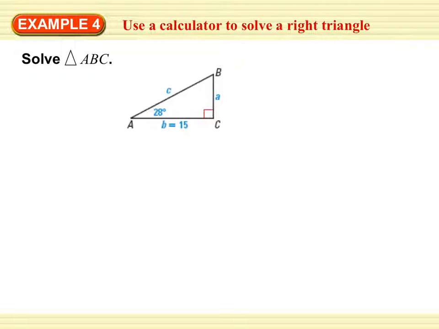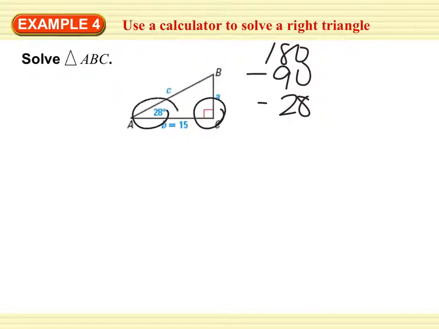We're going to solve the right triangle, so I need all the angles and all the sides. If you look at the sides, I only have one of the three, so I cannot use the Pythagorean theorem to find the other two. If you look at the angles, I have two of the three. So I can subtract 90, which is right there, and 28, which is right there, and I get 62 degrees for that third angle. Now I need to tackle the sides.